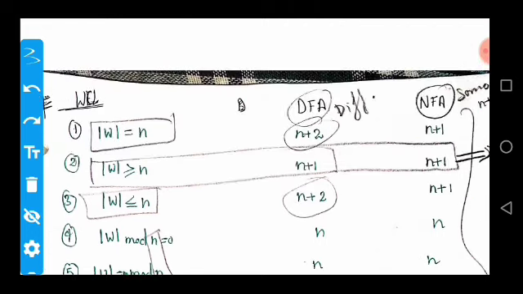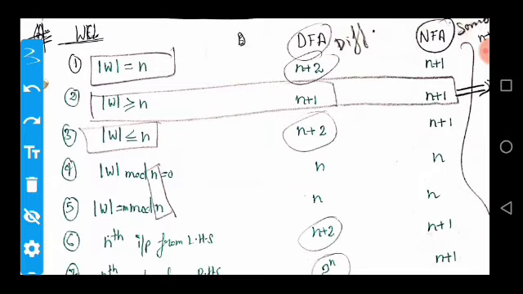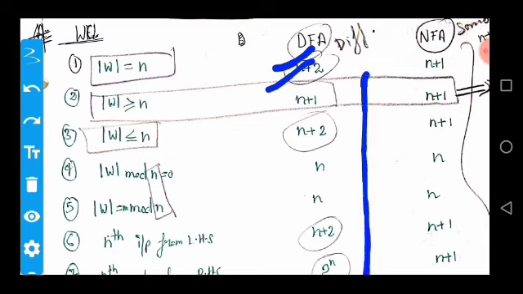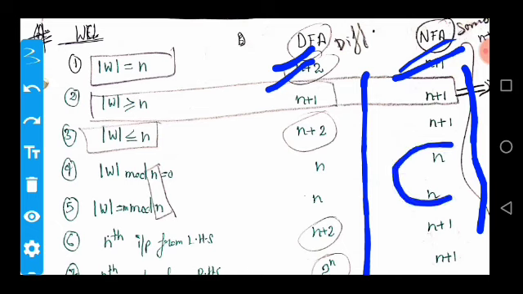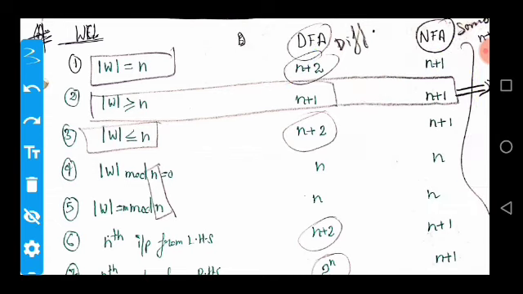So we say that in the case of DFA, we get different types of number of states like this, and in the case of NFA, we get the same number of states, except for mod or remainder type questions. So move on to different types of questions.